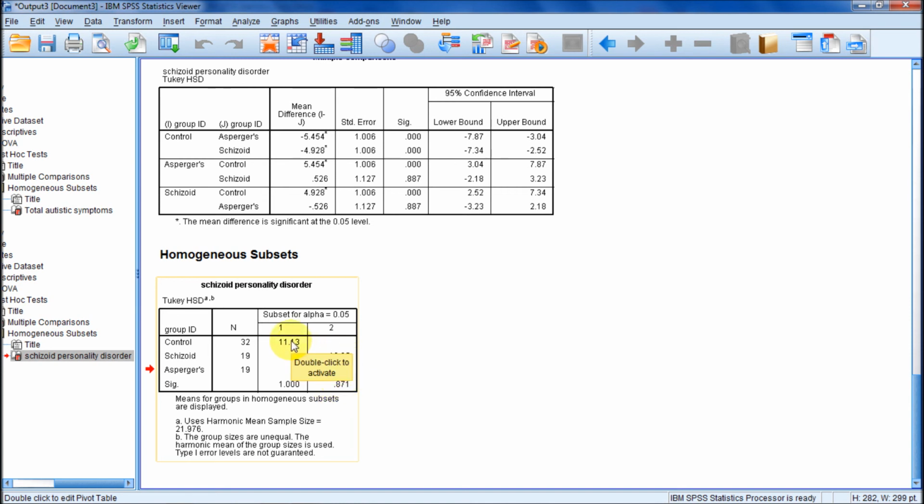Now we could see this up here again. Control versus Asperger's. Control significantly lower. Control significantly lower than schizoid. But let's compare Asperger's versus schizoid. And you see this is not less than 0.05. So that means this difference is not significant. And we'd get the same thing here. This comparison, Asperger's mean versus schizoid, is the same as schizoid mean versus Asperger's, and identical significance levels. They are not significantly different.